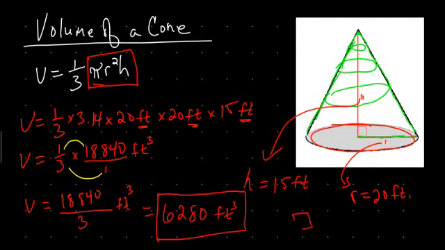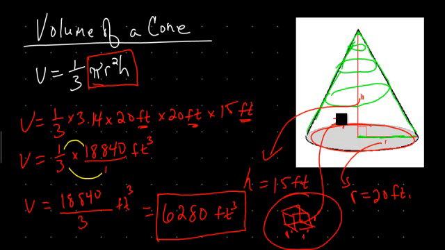And again, let's say what that means. That means that if that was a 1 foot by 1 foot by 1 foot cubic foot, 6,280 of these could fit inside this cone. That's what the volume is. When you're asking for volume, what you're really asking is how many of these can fit in it. And we found that 6,280 cubic feet will fit in a cone with a radius of 20 feet and a height of 15 feet. And that's going to conclude this video on the introduction to the volume of a cone.